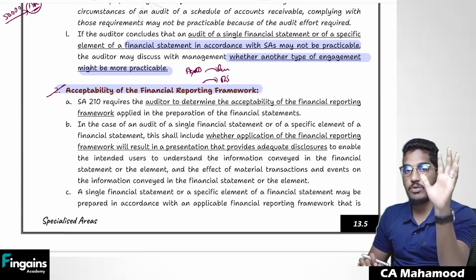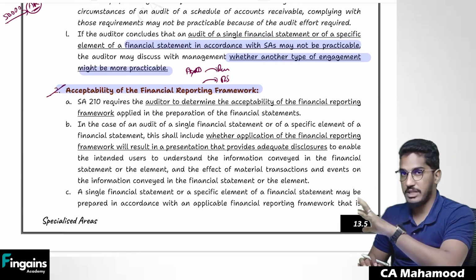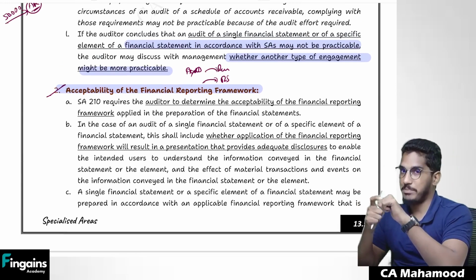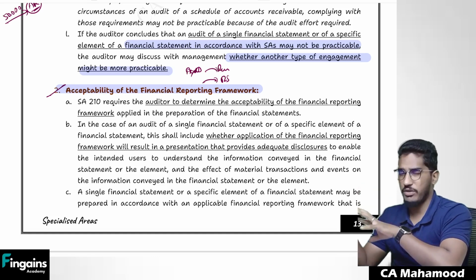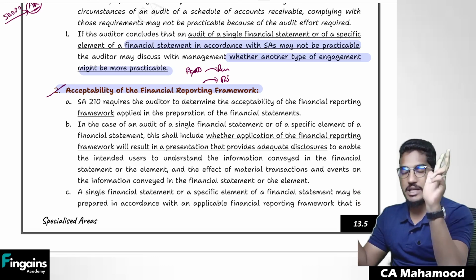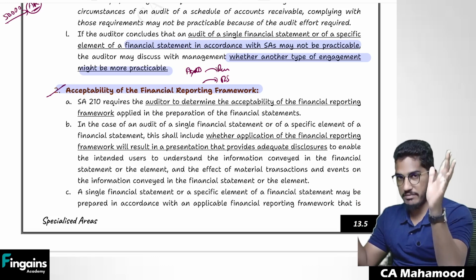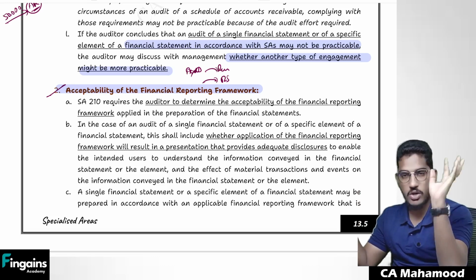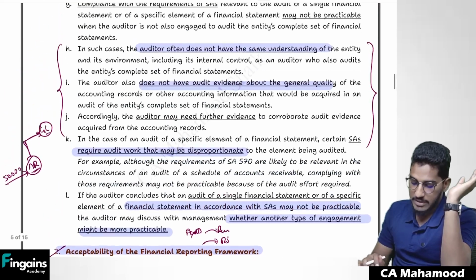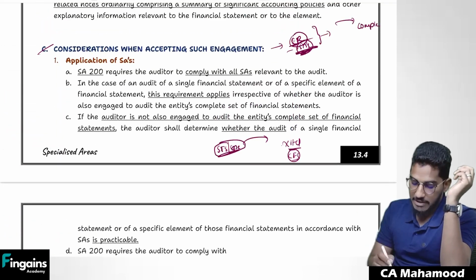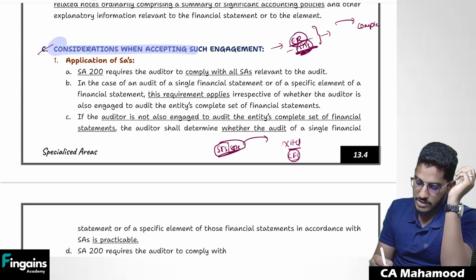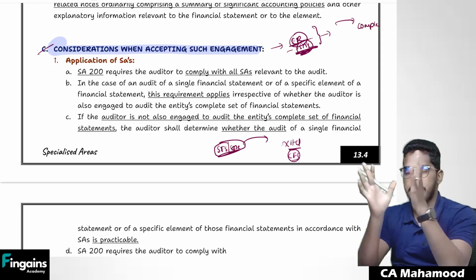First one, if I am not the person who has been appointed to do the audit of the complete set of financial statements, I need to determine practicability. If it is not practicable, change the engagement to some other kind of engagement, and also determine whatever applicable financial reporting framework is there, whether it is acceptable or not acceptable. So after considering all these factors, I will decide whether to accept or not. Take for example, after considering all these factors, I have decided I will accept this engagement.